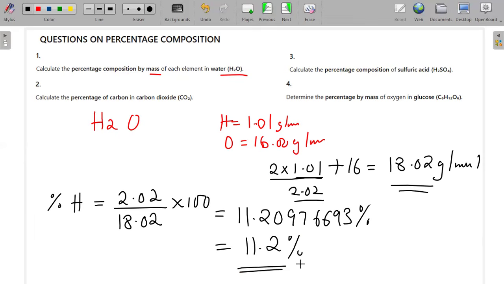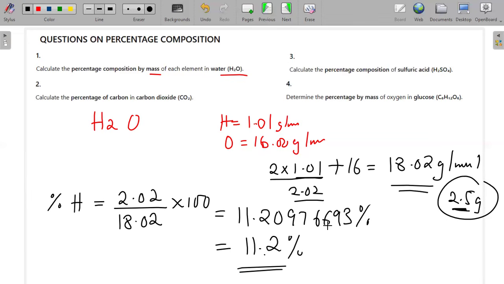So this tells you that of any mass of water that you've been given, 11.2% of that mass is going to be for the hydrogen. So for example, if they say in a chemical reaction water had a mass of 2.5 grams, find the mass of hydrogen. You're just going to multiply this percent with the mass of the water that you've been given.